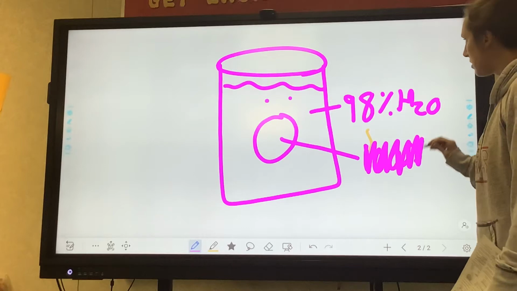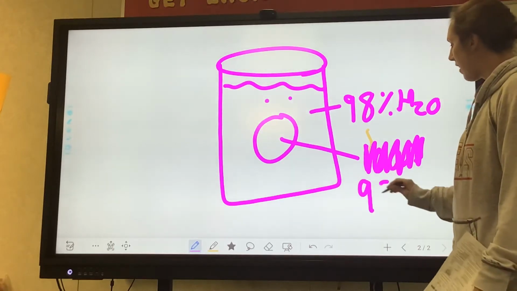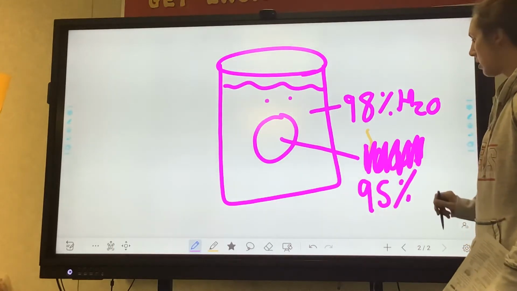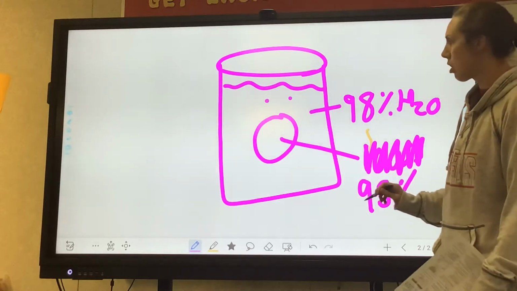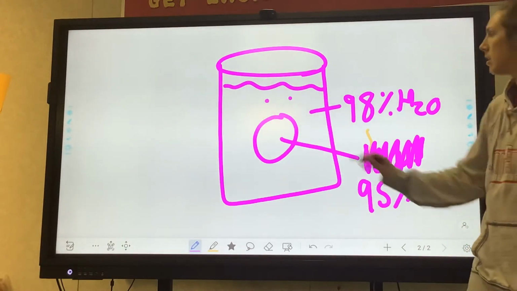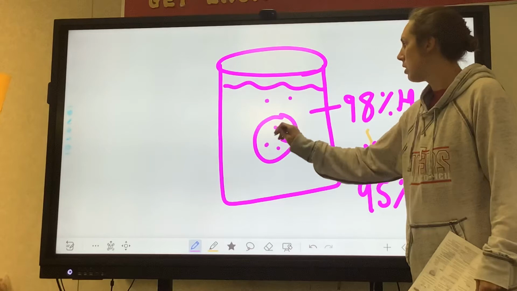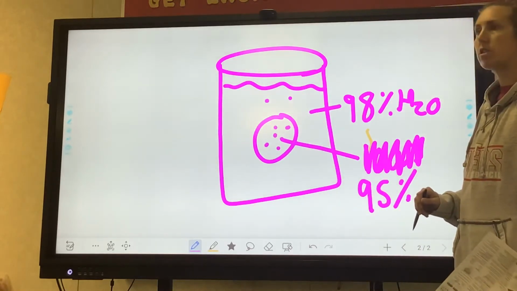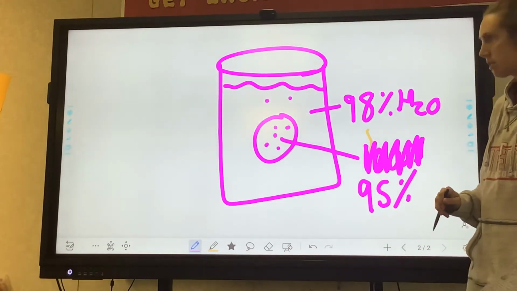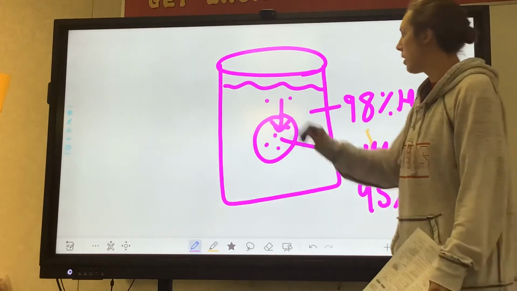Now let's cross this out. We'll say this is actually 95% water. How many percent particles does that mean? 5. Okay, concentration change. Now which direction does the water go? In. Okay, inside, good. Water goes to the party. Okay, good.